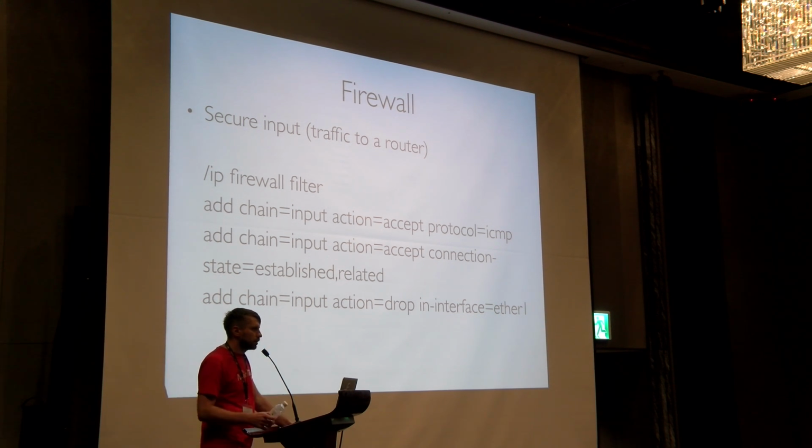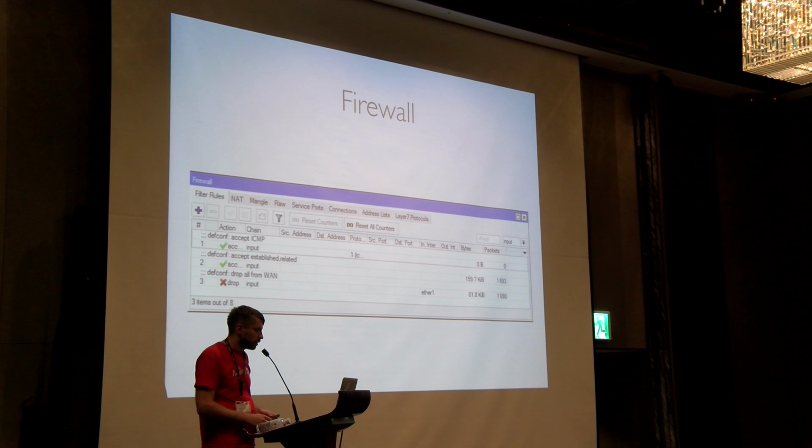So by that we offload our firewall from being loaded by established and related traffic, and this is how it looks in Winbox. And by that, you protect your router from being accessed on public interface, and you get a very secure firewall if you, of course, trust your customers that they're connected in your local network.